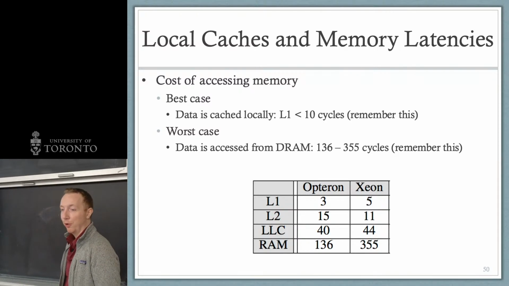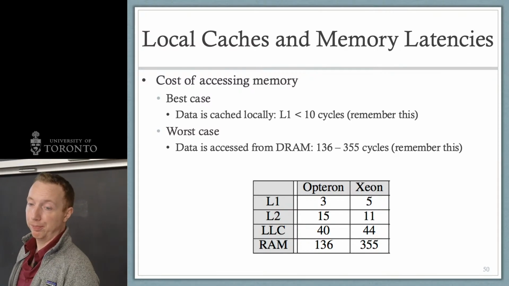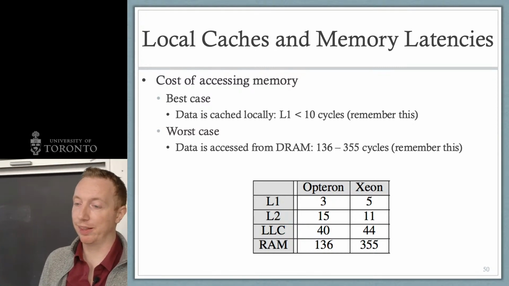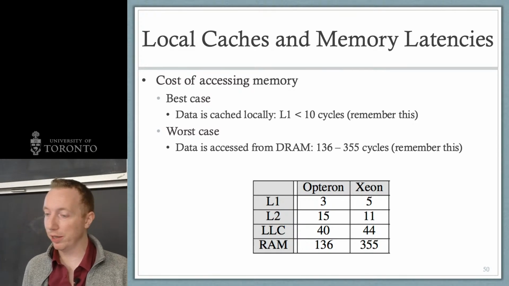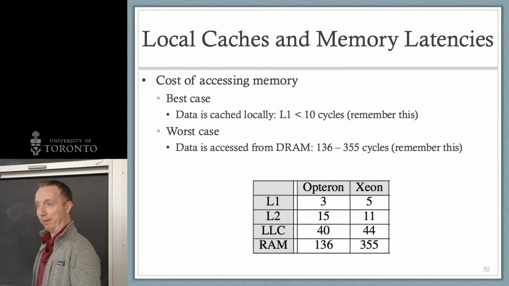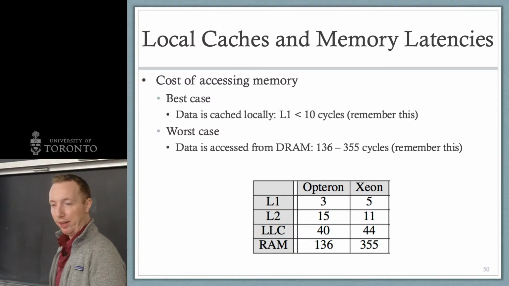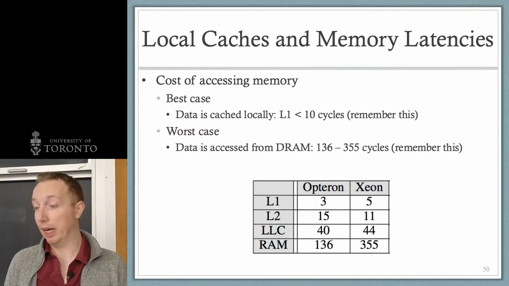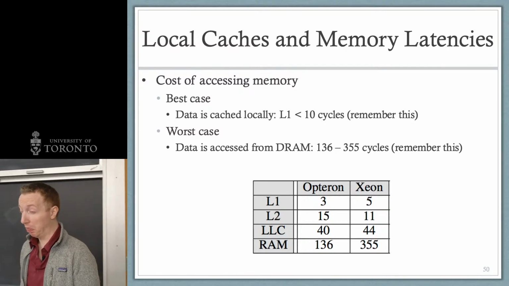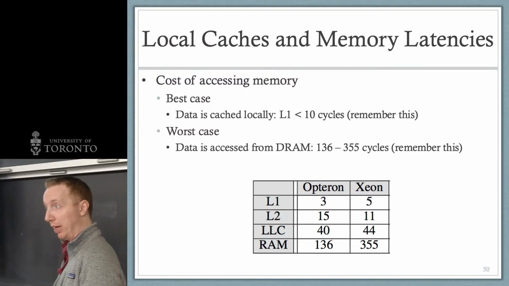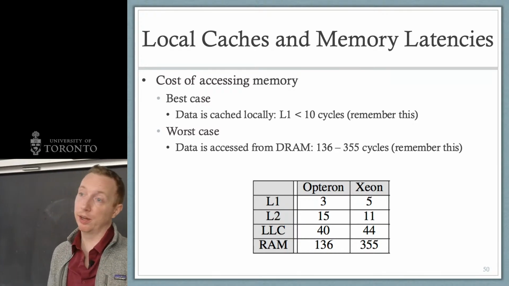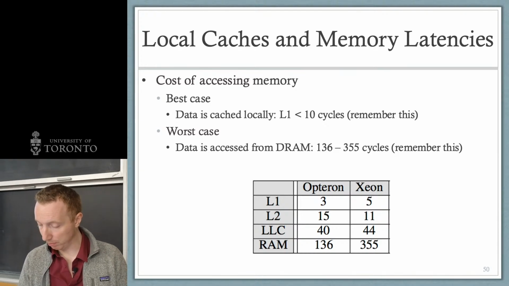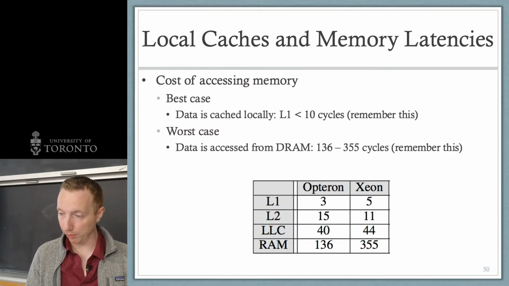So performance is what we care about for memory operations. Consider the cost of accessing memory. The base case, what you hope for, is that the data is cached locally in L1, and hopefully it's around 10 cycles. In the worst case, if the data is in RAM, it's about 30 times slower to access memory than cache. So it's going to take much, much longer, and those are some numbers we should have in mind as well.